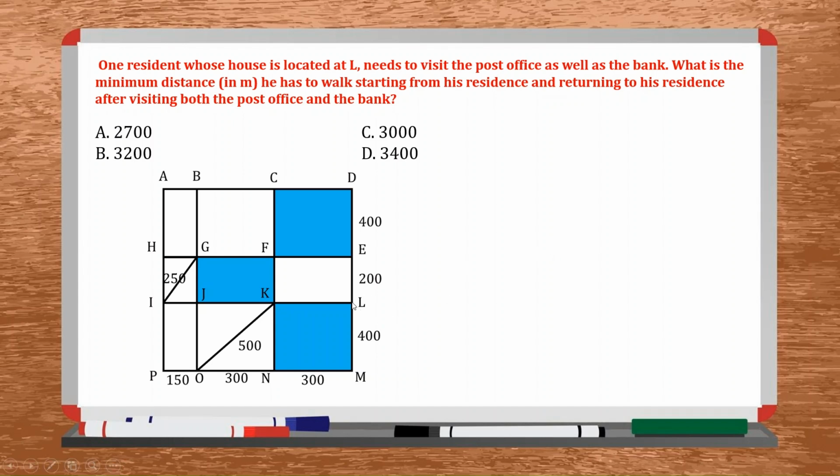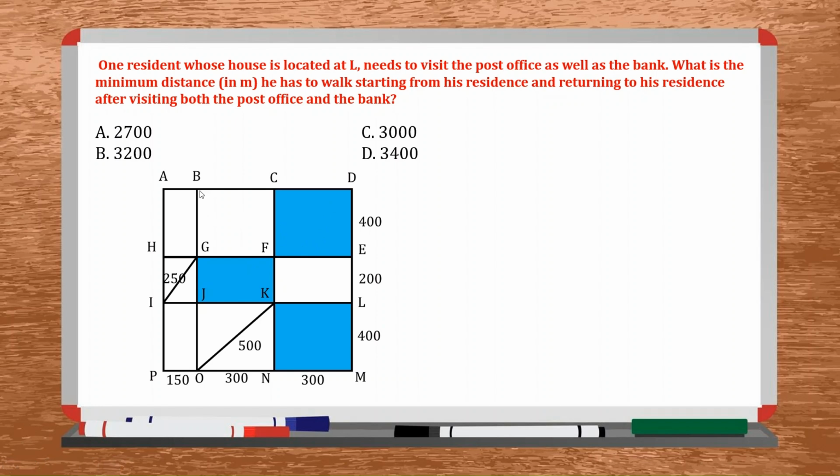Now, from L, how can I visit the bank B? Let us assume there are no cross paths or diagonal paths in between. So I will have to take the direct path only. So either I go from L to K, K to C, C to B, or L to D, D to C, C to B, or L to J, J to B. The distance is going to remain the same. So I have to travel 200 plus 400 plus 300 plus 300, which is 1200. So at least 1200 I will have to travel minimum from L to reach the bank.